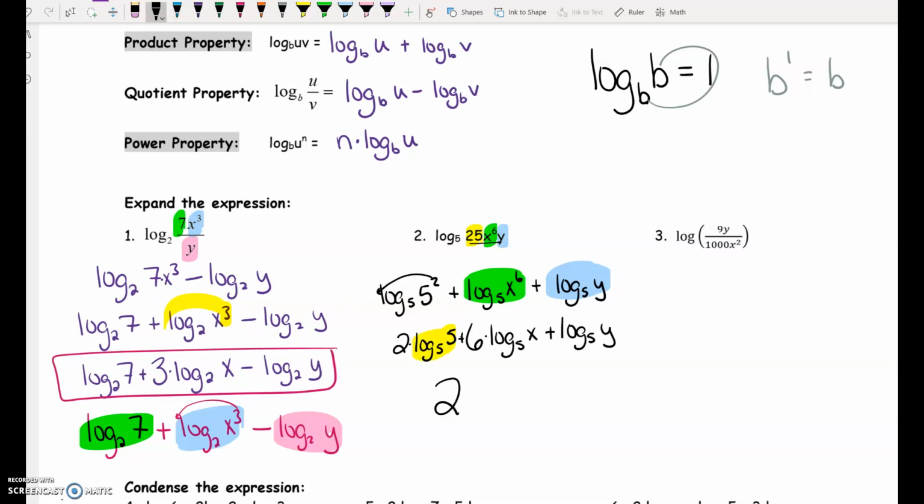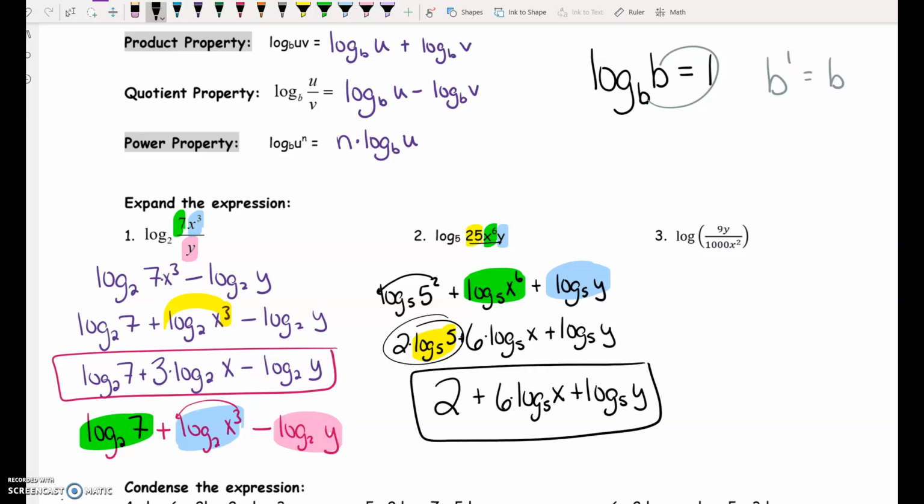So this is 2 plus 6 times the log base 5 of x plus log base 5 of y. Now, that particular property, like that sneaky step, I would not do that to you on a test or a quiz, but it might sneak up in your assignment. So if you're working on your assignment and you're thinking, I'm sure I have this right, why, when I check my answer, is this not right? Check to see if you have a log base something of that same thing.